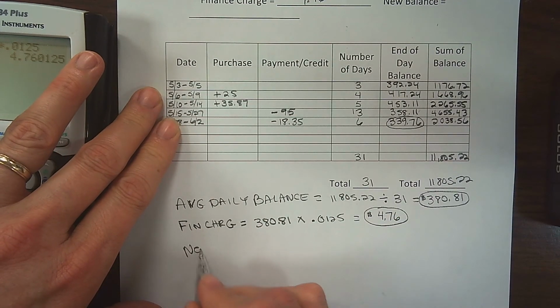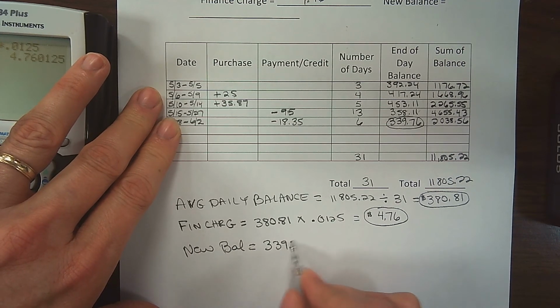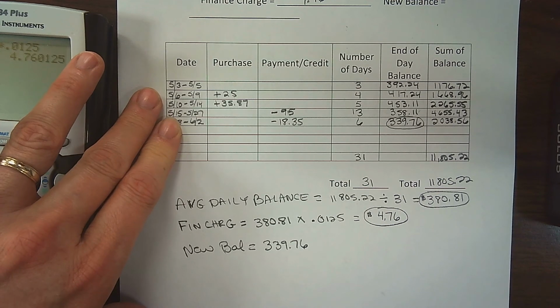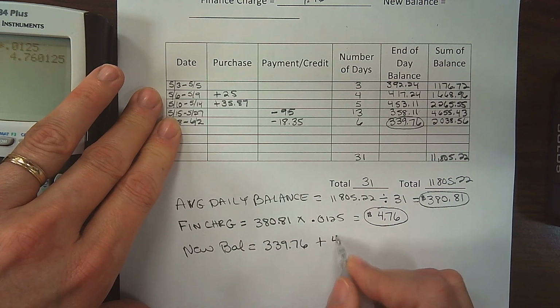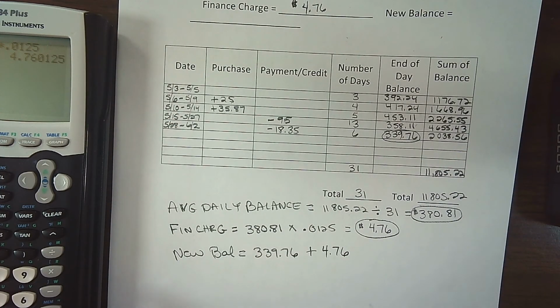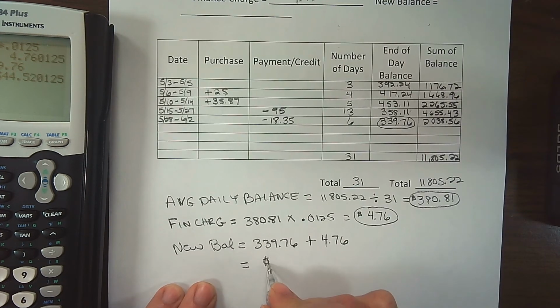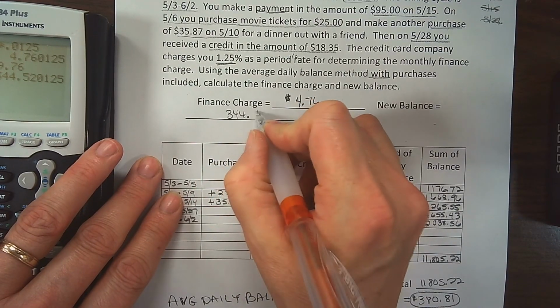So our new balance would equal $339.76, and the only thing I haven't finished with regards to finding that new balance is adding in the finance charge of $4.76. Let's see what we get there. That gives me a new balance of $344.52. And I'll just transfer that answer up here. $344.52.